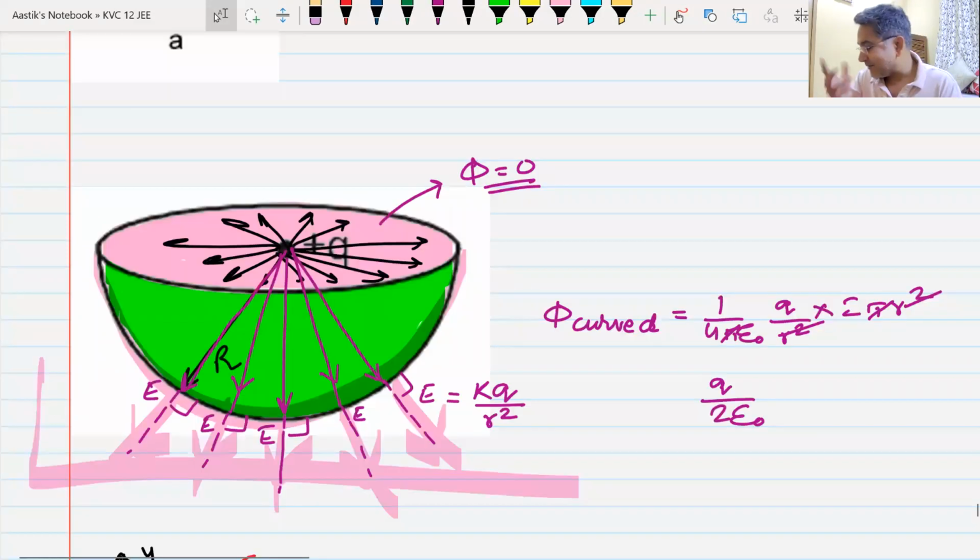I love this diagram. I don't know why. I've made it so good. The drawing is so good. I was very bad at drawing.